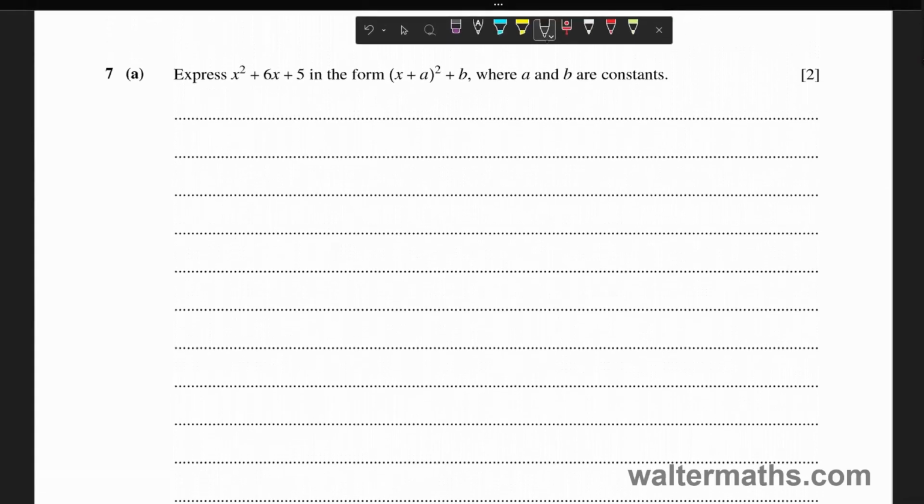Here's another question. It says, express x squared plus 6x plus 5 in the form x plus a squared plus b, where a and b are constants. So x squared plus 6x plus 5 will be, if we complete the square, x plus 3 squared minus 3 squared plus 5. This gives us x plus 3 squared minus 9 plus 5, which is minus 4. So that is the answer.